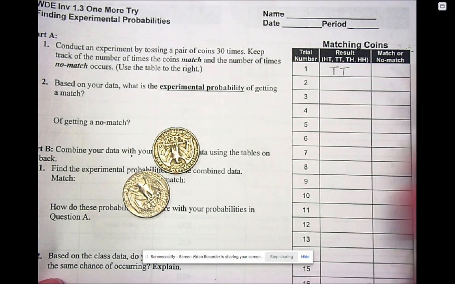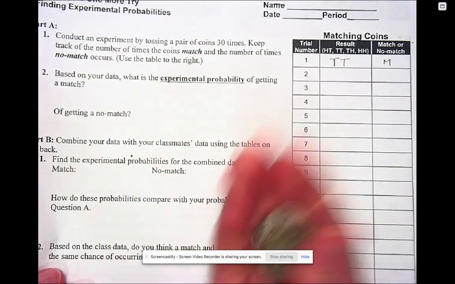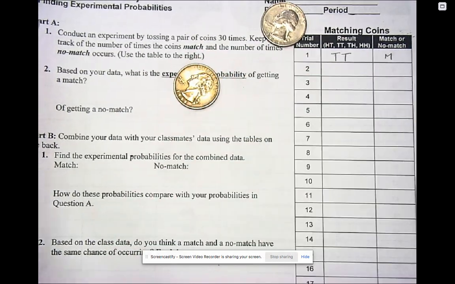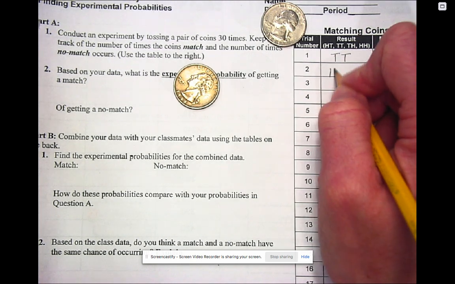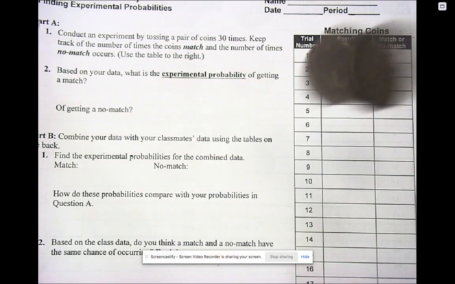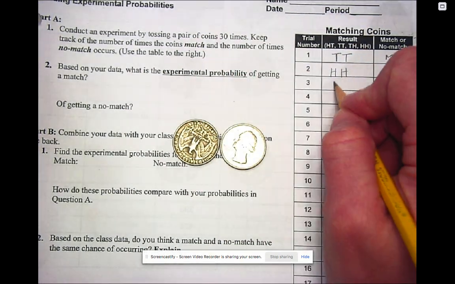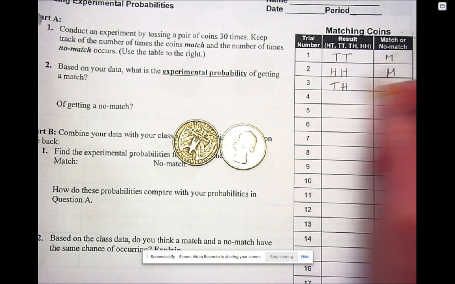Okay, so did he get to eat Cocoa Blast or not? That was a match. Okay, I'm going to go ahead and do it again. This time I had 2 heads. Okay, that was another match. Yay for Cocoa Blast. Okay, do it again. This time I got a tail and a head, so not a match. So I'm just going to put NM.